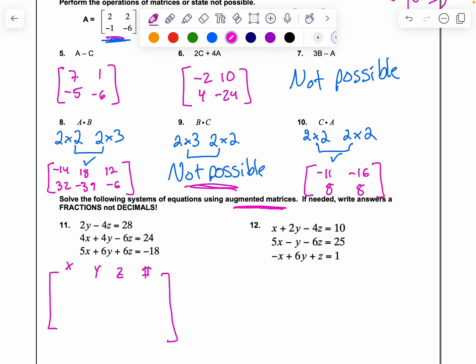So on this one, the first equation is missing the x, so we've got a 0 for the x, a 2 for the y, a -4, so there's a minus sign, make sure you make it negative, 28, 4, 4, -6, 24, 5, 6, 6, -18. All right, once you've got that, we're going to type it into our calculator.